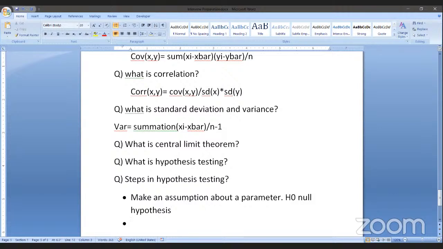Next, we make another assumption. So next what we do is we make an alternate hypothesis, HA, which is opposite of the null hypothesis.